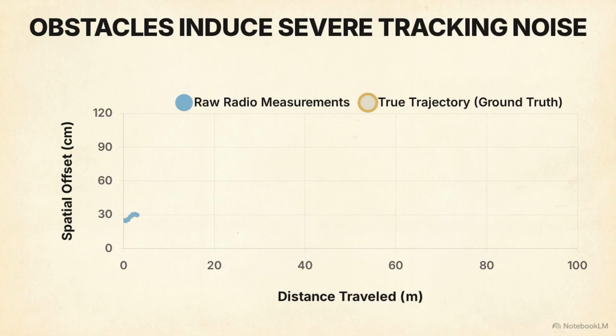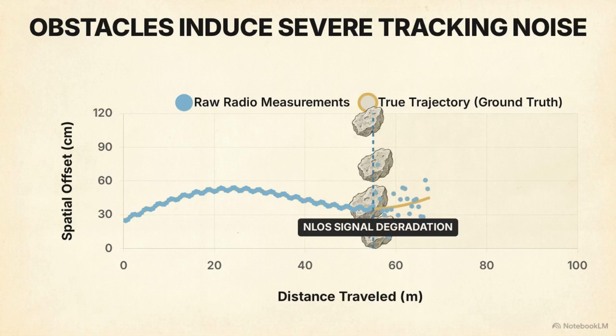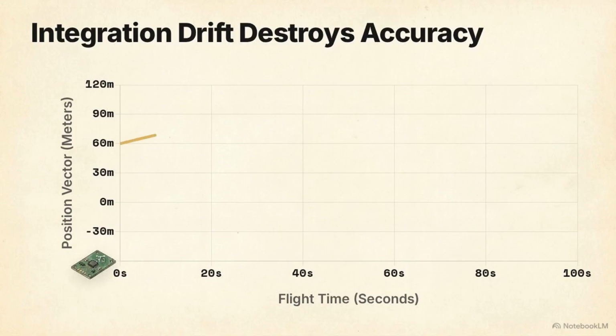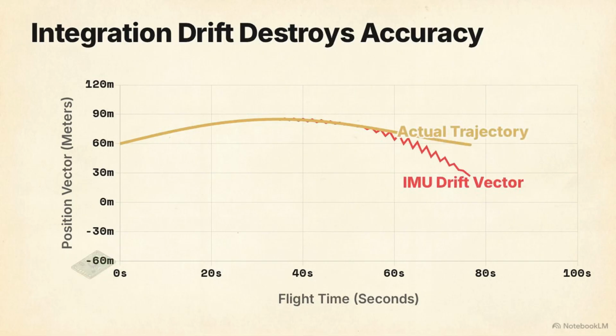This graph plots a drone's true trajectory, the smooth curve, overlaid with raw radio measurements. When walls block the line of sight, the hardware produces erratic data. To compensate, the flight controller pulls data from the inertial measurement unit, which provides high-frequency readings of acceleration and rotation. But the IMU suffers from integration drift. As you can see, the data starts perfectly aligned with the trajectory, but the accumulation of microscopic errors causes the curve to veer off into open space.